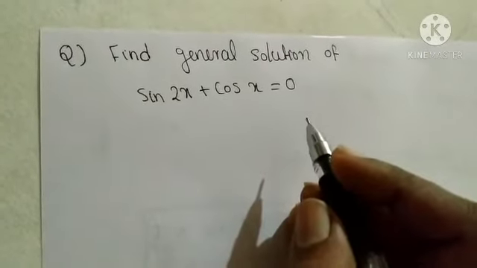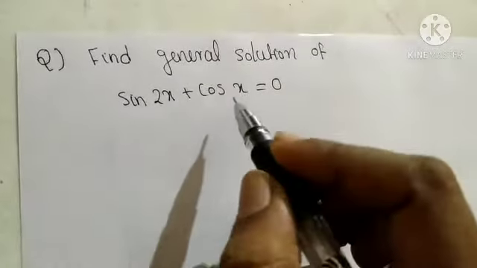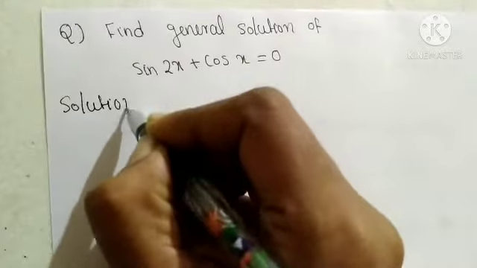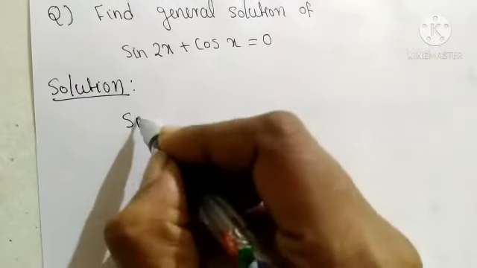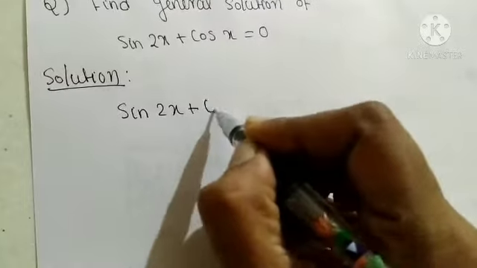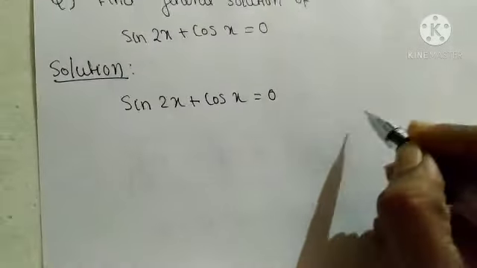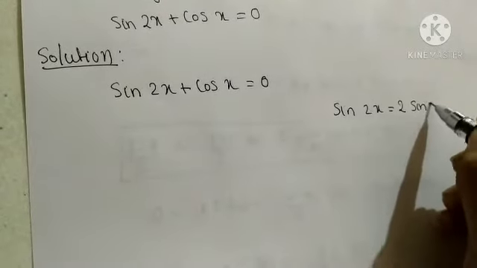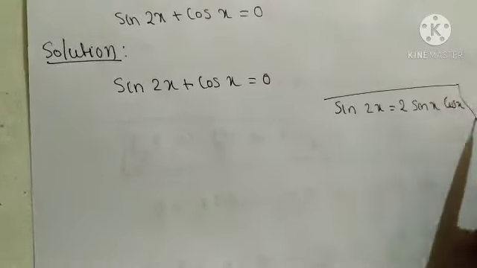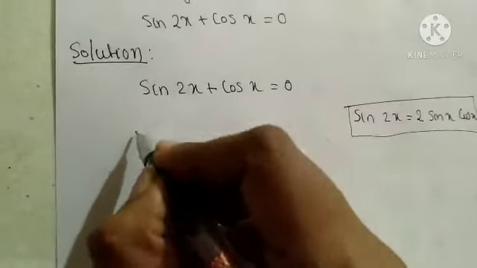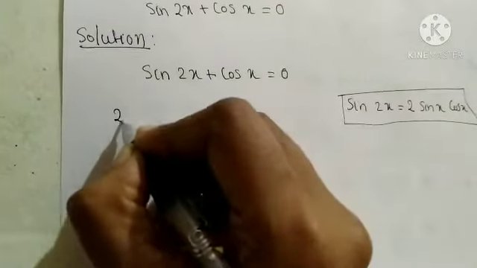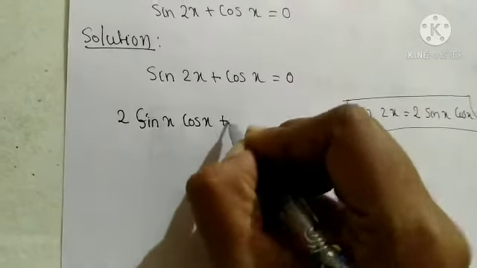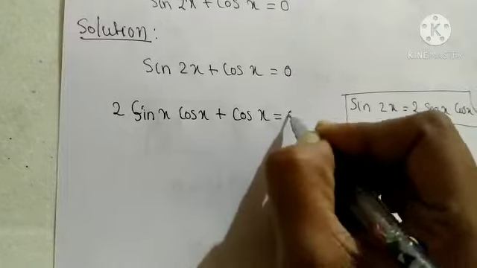In this question, find the general solution of sin 2x plus cos x equal to 0. So let's start the solution of this question. Given that sin 2x plus cos x equal to 0, we know that sin 2x can also be written as 2 sin x cos x, right? So I'm using this formula here, replacing sin 2x with 2 sin x into cos x, plus this cos x remains the same, equal to 0.